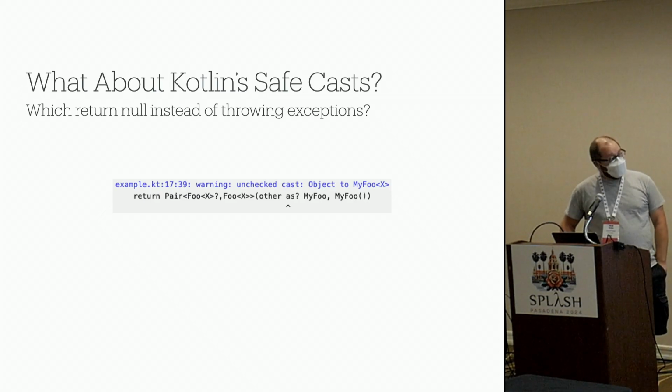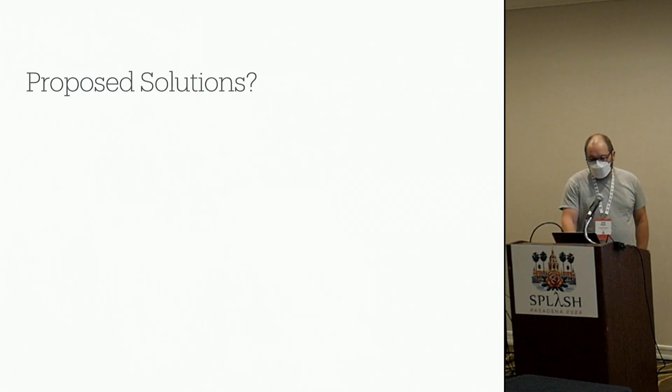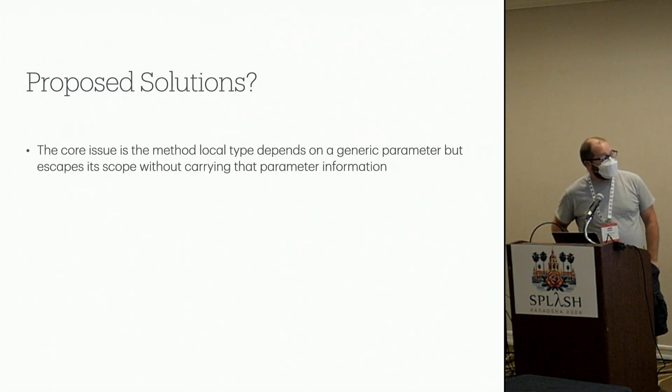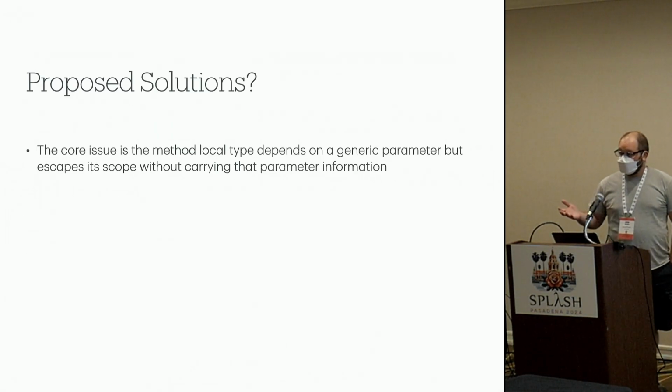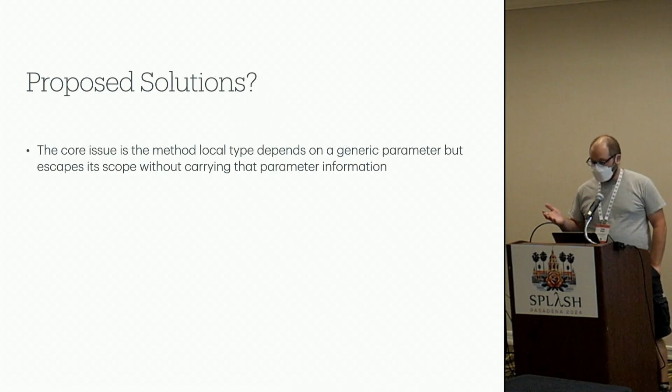So what do we do with this? The core issue here really is that there's a method local type that depends on a generic parameter that gets erased, right?